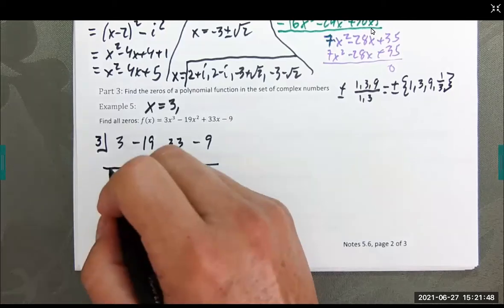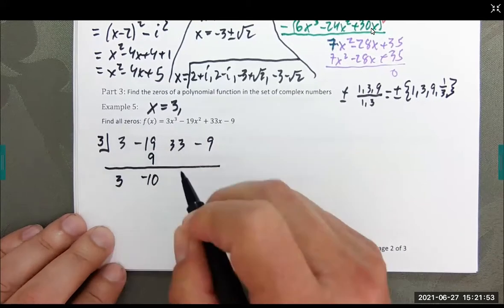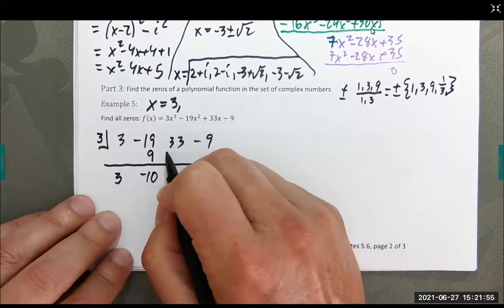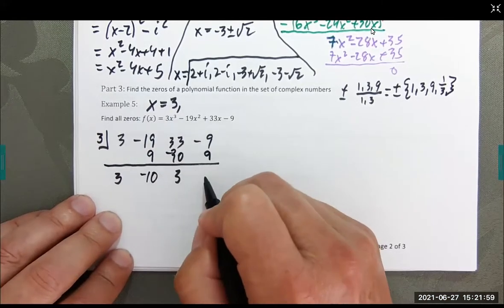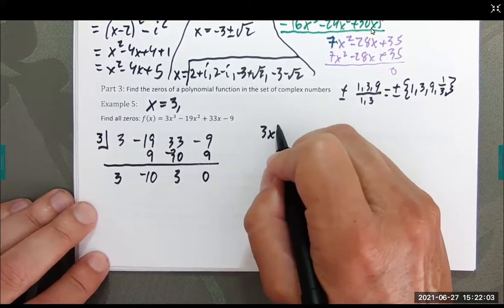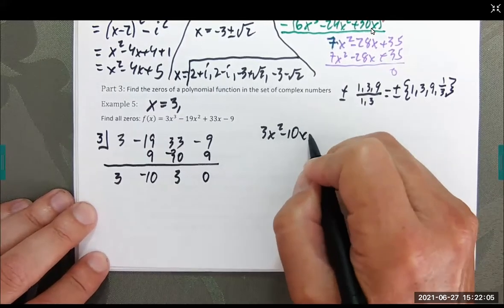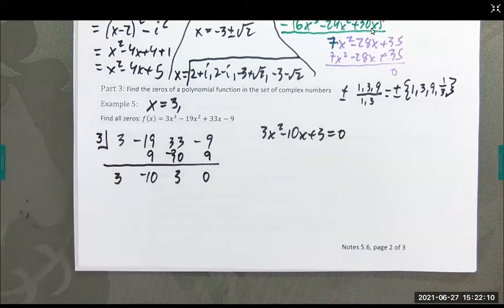All right, bring down 3. 3 times 3 is 9. Negative 10. Negative 30. Positive 3. Positive 9. 0. Fantastic. So we now have 3x squared minus 10x plus 3 equals 0. So all we have to do is get the solutions to these.